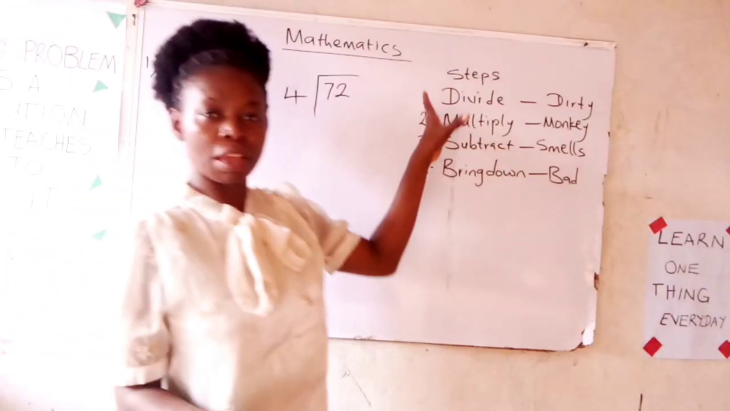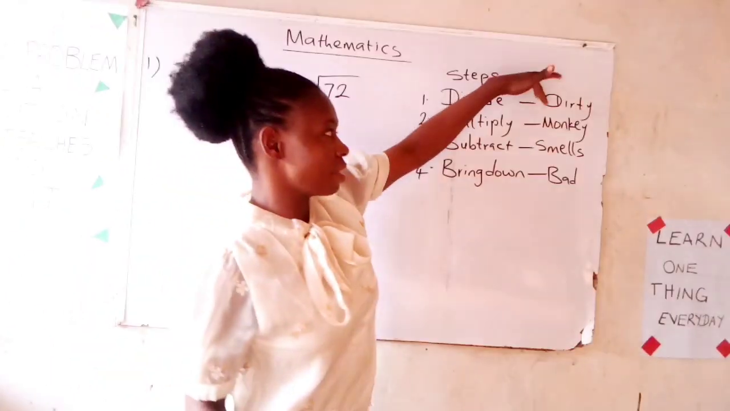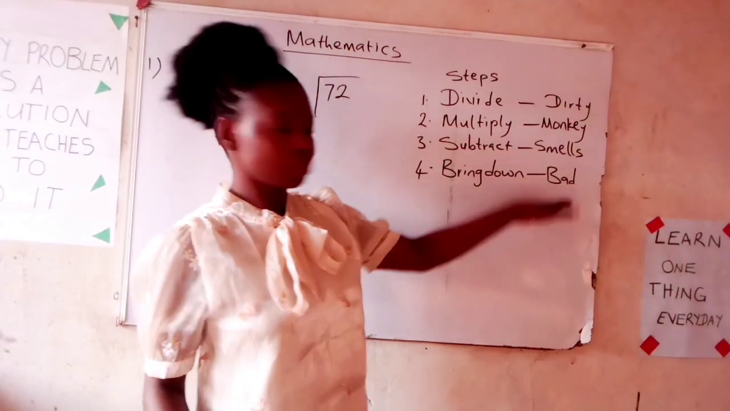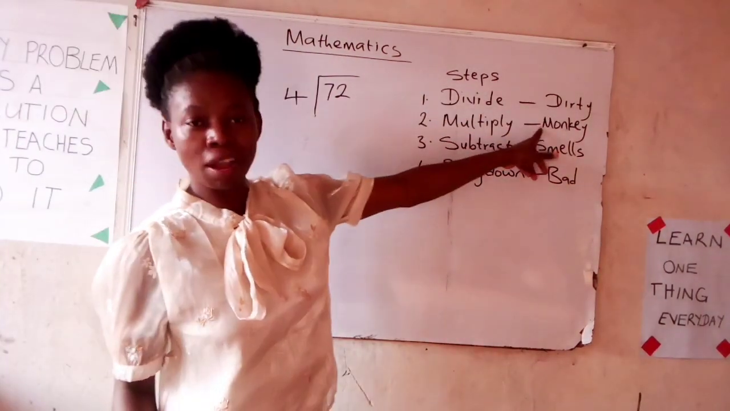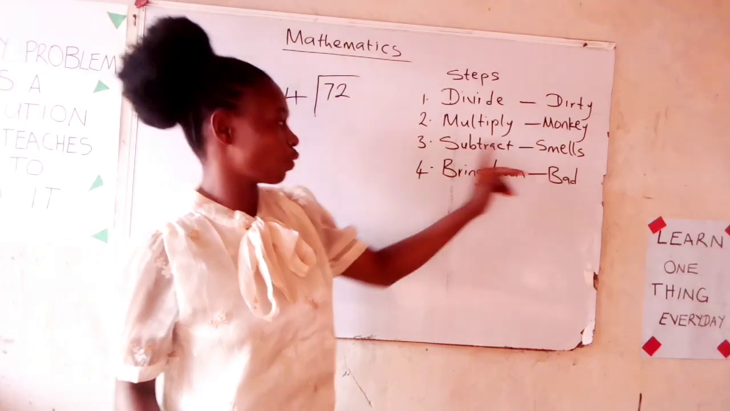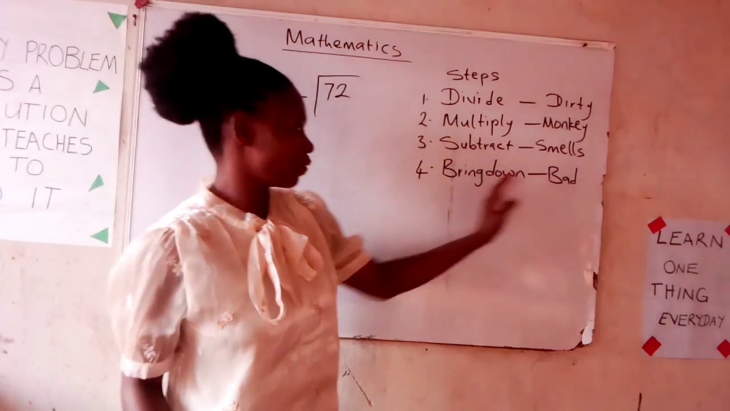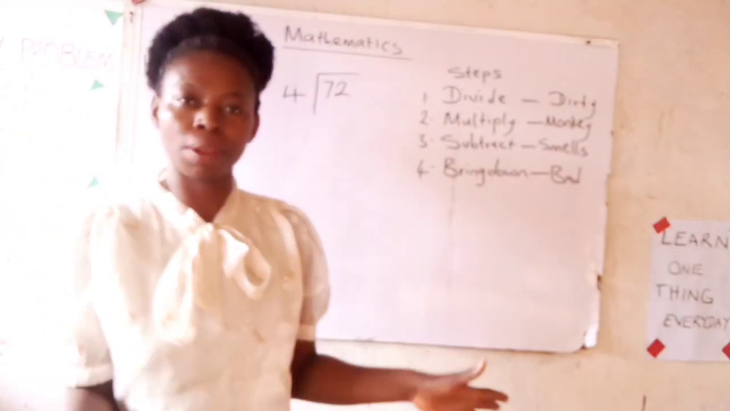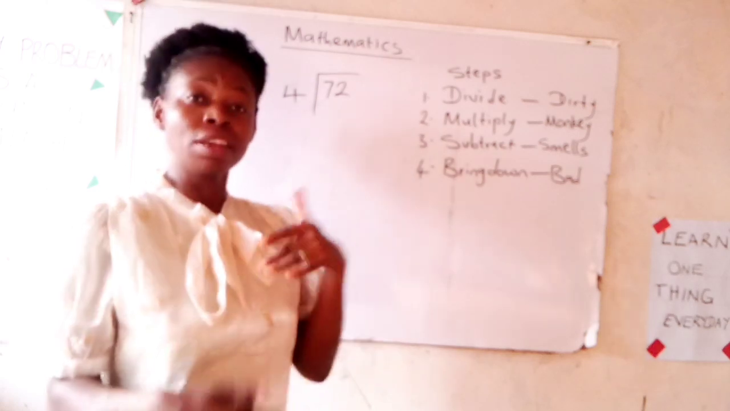You can remember these steps using this: Dirty monkey smells bad. Dirty for divide, monkey for multiply, smell for subtract, bad for bring down. So let us see how to apply this method. It's very, very simple. Stay tuned to the end.